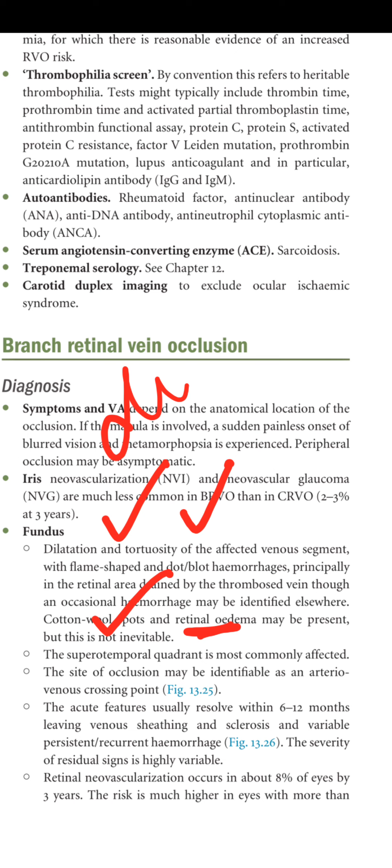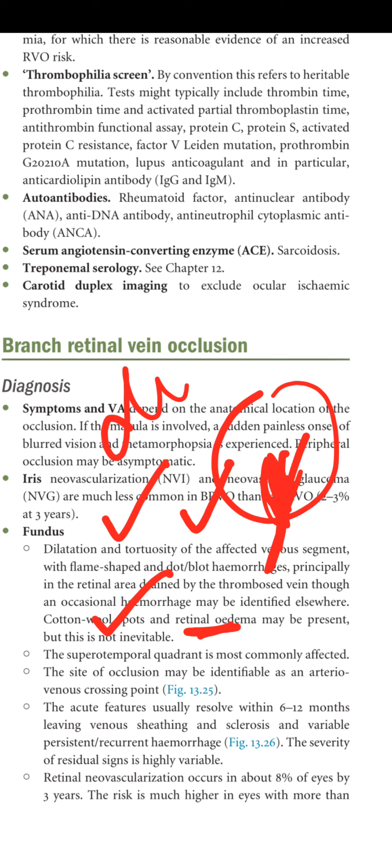The site of occlusion may be identified as an arteriovenous crossing point. So, you can identify the occlusion point at the AV crossing point.